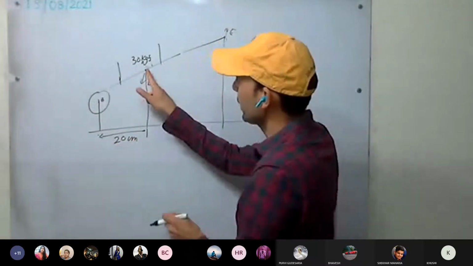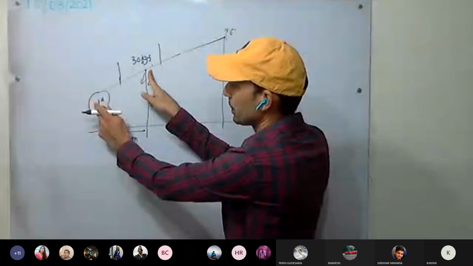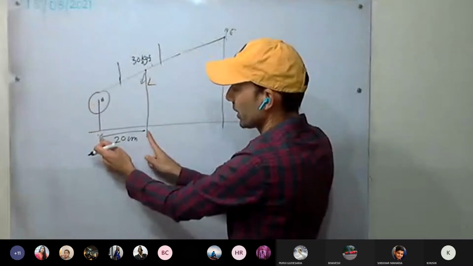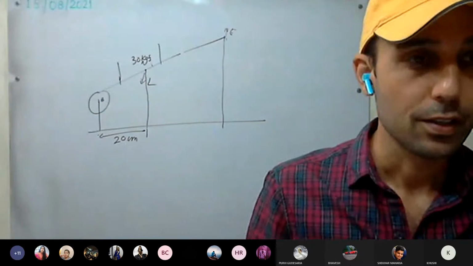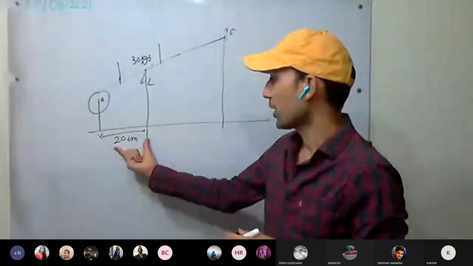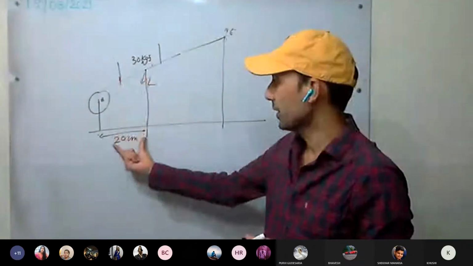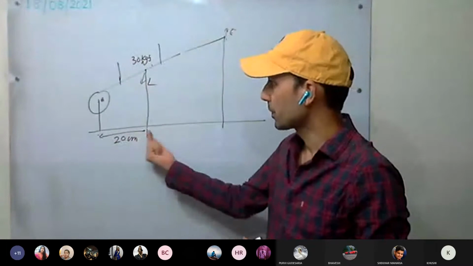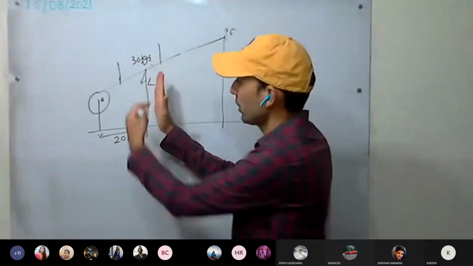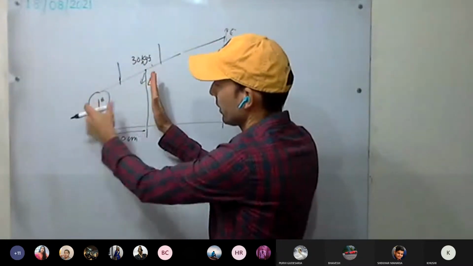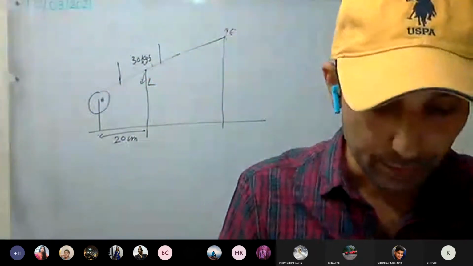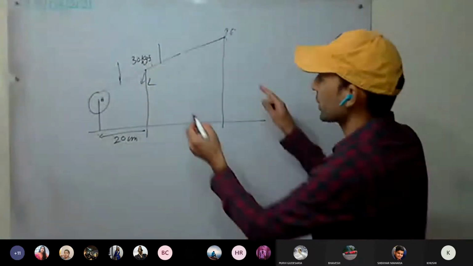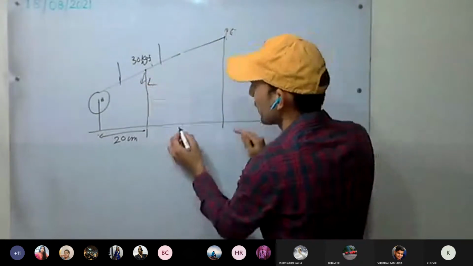So what is this 20 centimeters? Here we have the load. Here is the fulcrum. What is this 20 centimeters? Load arm or the effort arm? It's the load arm. See, a load, perpendicular distance, load arm. Understood? It's 20 centimeters. AC is 40 centimeters. From here to here, this is 40 centimeters.